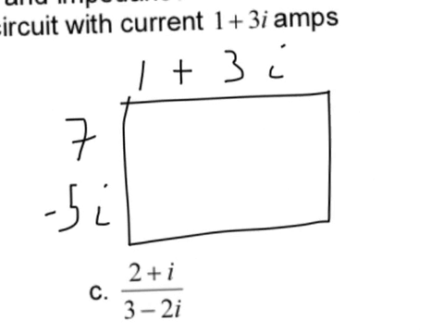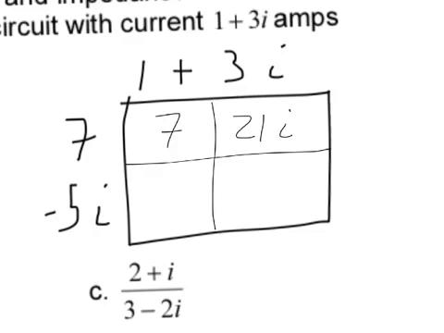And let's multiply in this box. 7 times 1 is 7. 7 times 3 is 21i. Negative 5i times 1 is just negative 5i. And here's the tricky part. Negative 5 times negative 3, well, that's negative 15. And then i times i, that's i squared. Well, remember that i squared is just negative 1, so this is really like negative 15 times negative 1, which is positive 15.